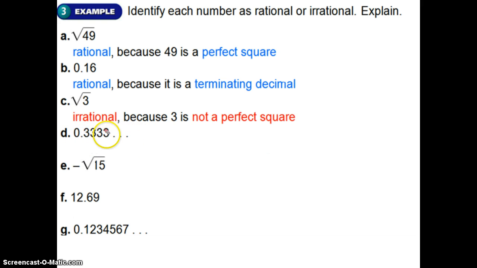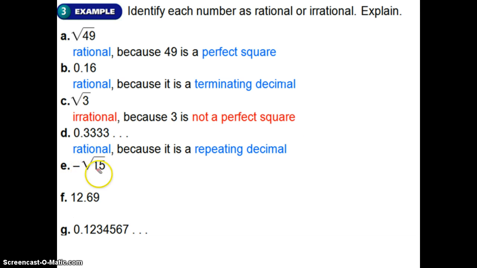0.3333 dot dot dot. That also means 0.333 is repeating. You can see the pattern, so you don't need to keep writing it. So I know that a rational number is a repeating decimal, so it is rational.